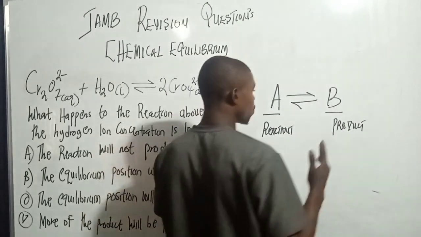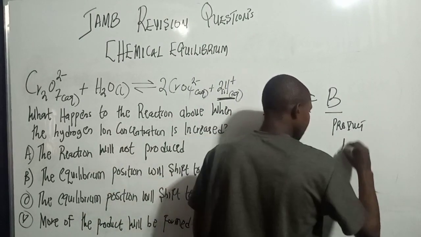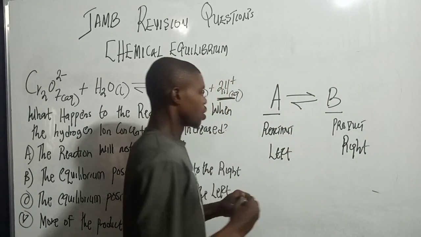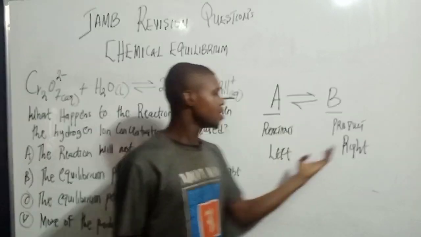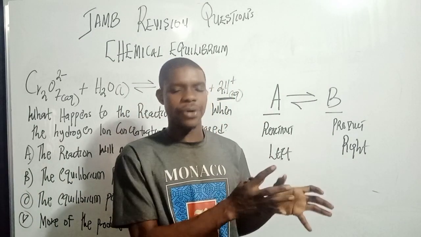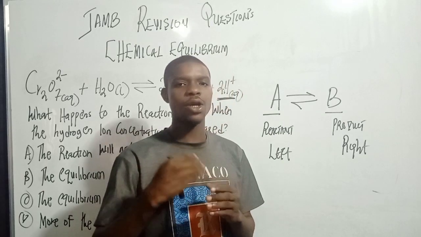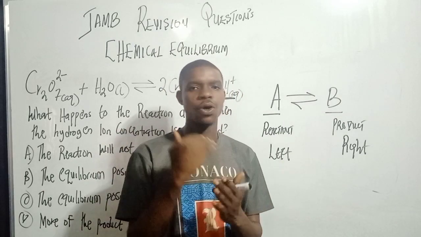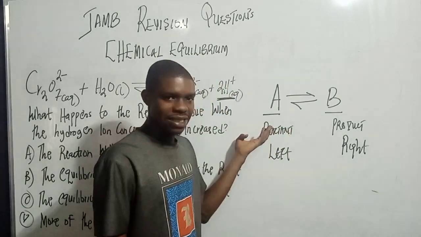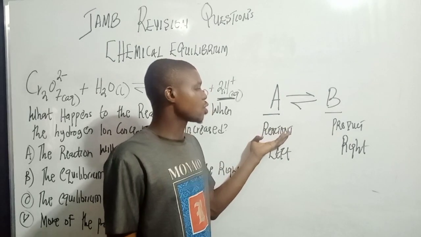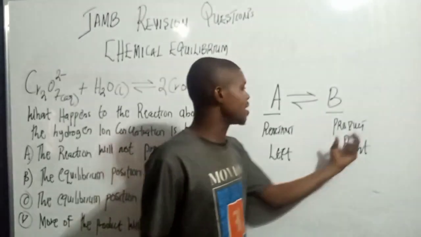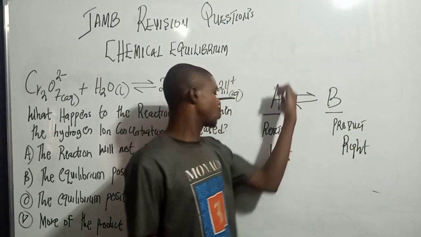Do you get? And to look at things here, here is the right, here is the left. So the reactant is on the left hand side, the product is on the right hand side. So an increase in concentration at a point will favor the opposite reaction, or move the reaction to the opposite side. What do I mean? If I increase my reactants, the reaction will move to the product side, which is a shift to the right. An increase in product will cause the reaction to move to the reactant side, which is the left.